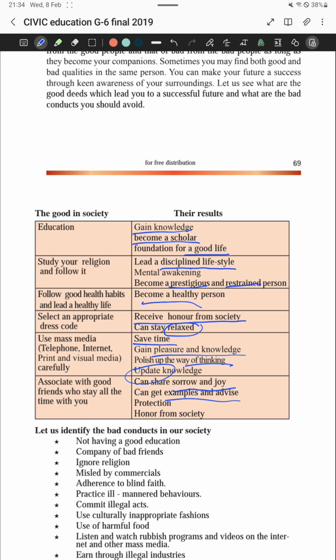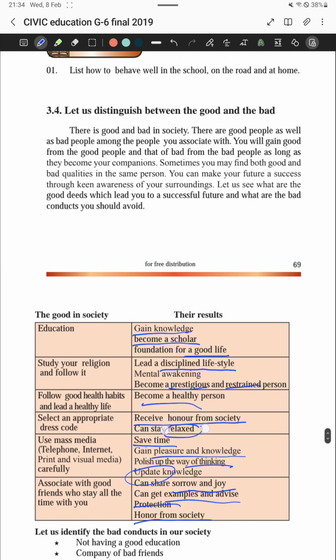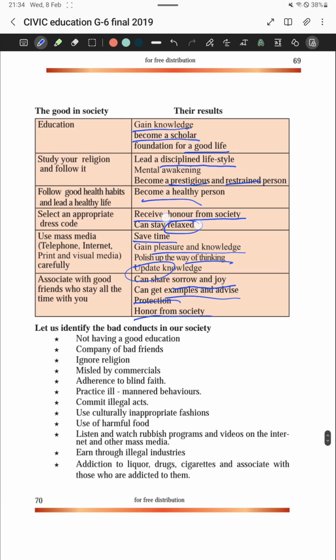They can be examples for you to correct yourself, right? And you will get the protection from the society, and also the honor from the society. You will be a respectable person if you are interacting with good people, right? So those are the things that you must know about the good things that you can find in the society, right? So the bad things will also be there in the society.